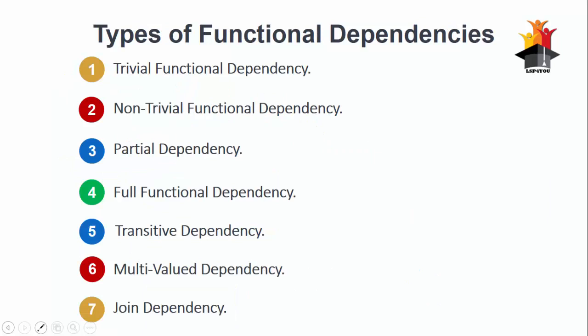Now let us see the types of functional dependencies. There are different types of functional dependencies: trivial functional dependency, non-trivial functional dependency, partial dependency, full functional dependency, transitive dependency, multi-valued dependency, join dependency, etc. We will discuss the trivial and non-trivial functional dependencies now itself, and the other dependencies will be discussed later as we progress with the process of normalization.